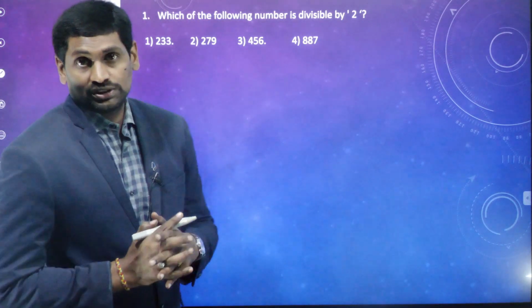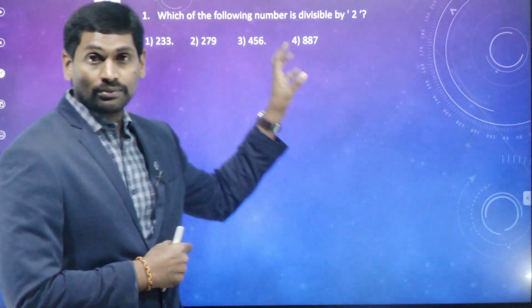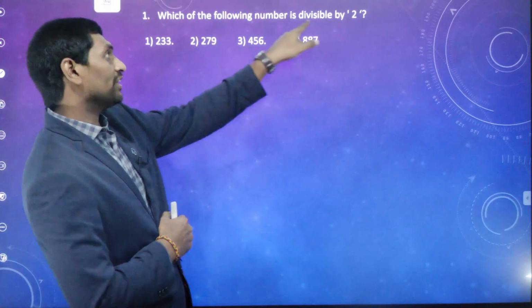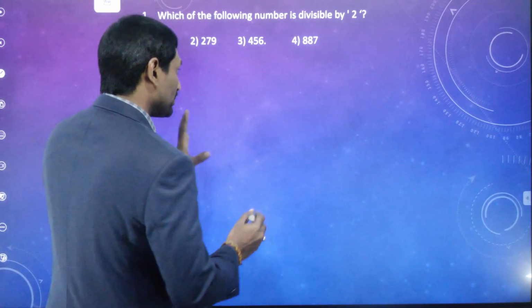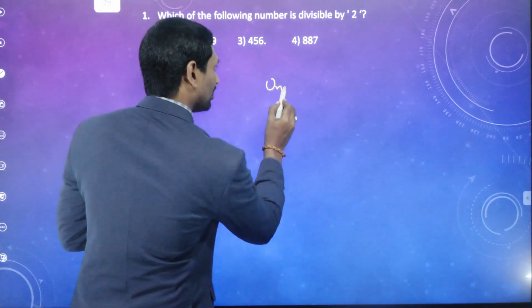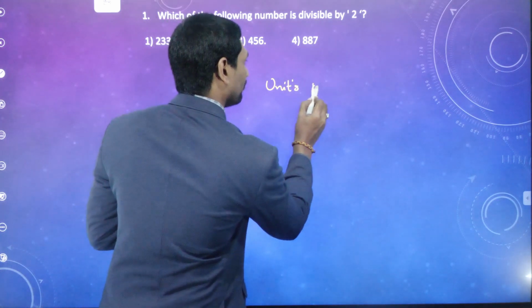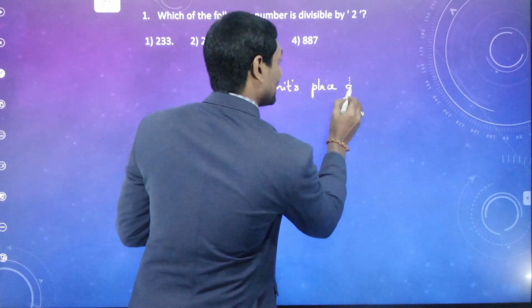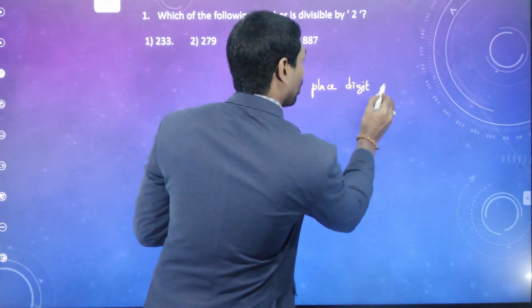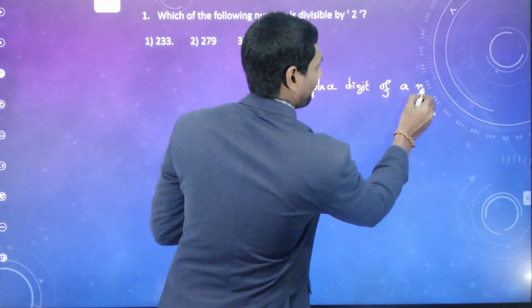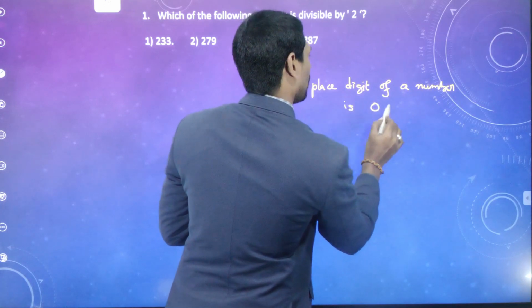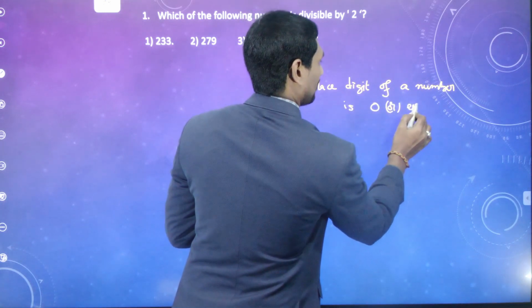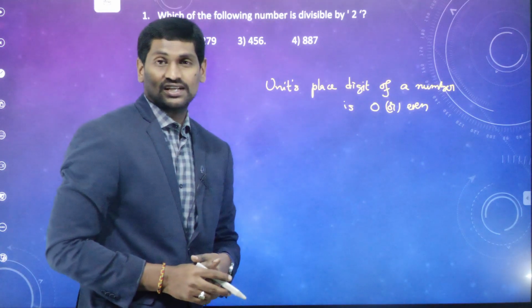So these are exercise problems. Problem number 1: which of the following numbers is divisible by 2? What is the divisibility rule for 2? Simply, the divisibility rule for 2 is the units place digit of a number. If the units place digit is 0 or an even number, then the entire number is exactly divisible by 2.